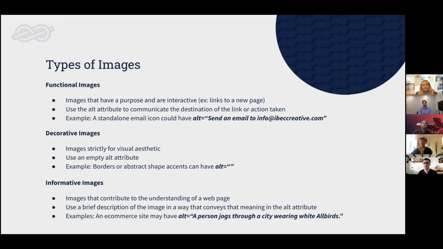Lastly is informative images. These are a lot of what you're going to see on websites. These are images that contribute to the understanding of a web page or website. For these images, you want to use a brief description of the image in a way that really conveys the meaning of the image and why it's there. For example, an e-commerce site for Allbirds could have the alt text, "A person jogs through a city wearing white Allbirds." Especially for e-commerce sites, you want to specify your product.